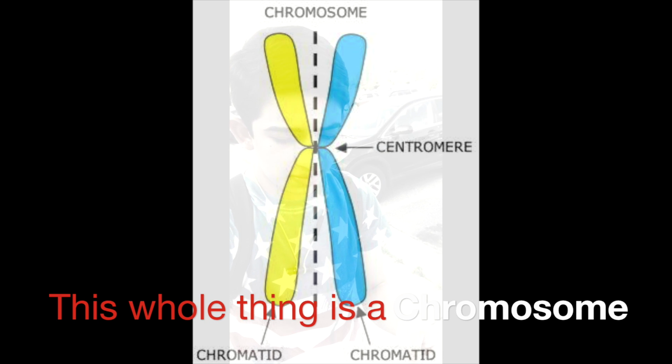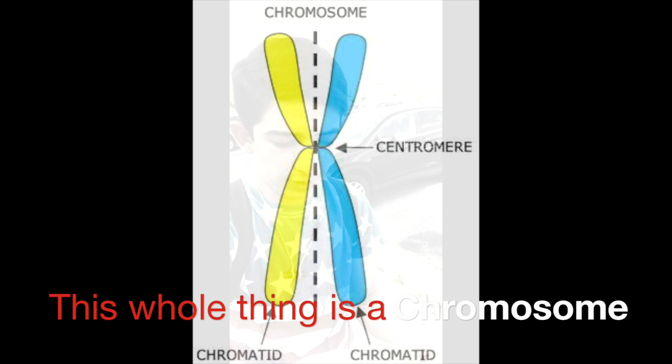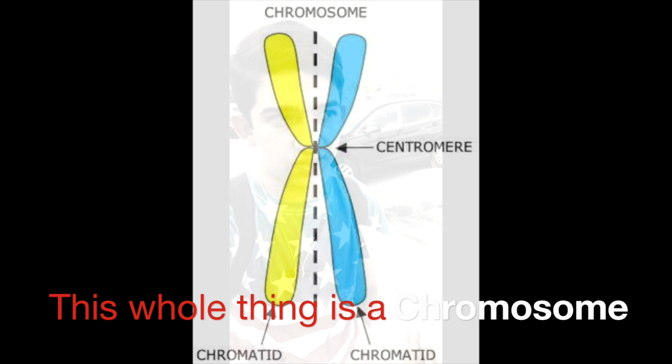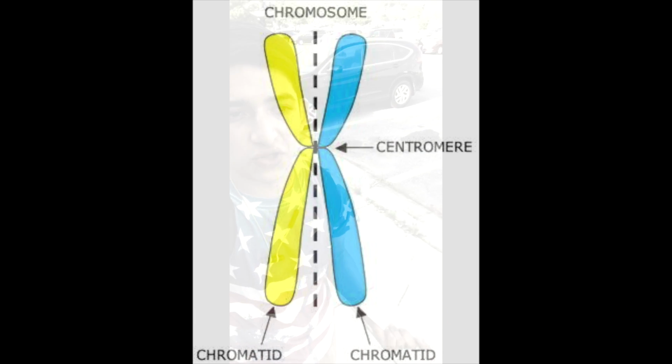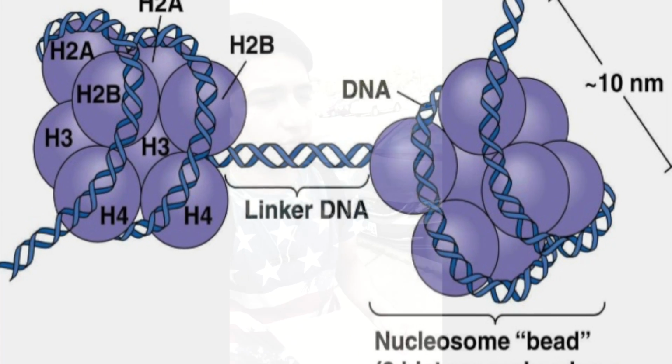So what is a chromosome? A chromosome is made up of DNA tightly packed or coiled many times around proteins called histones. If you see the word histones, histones are just proteins that help DNA be tighter, coiled around DNA. This is what it is.